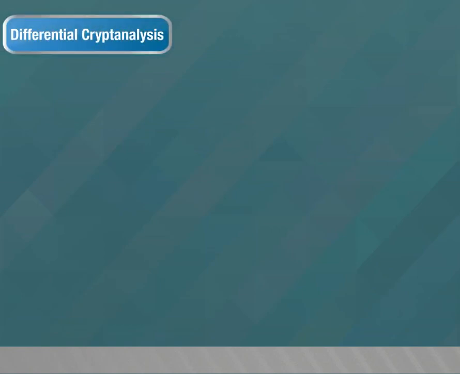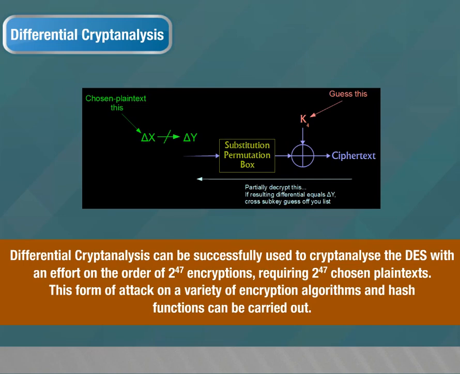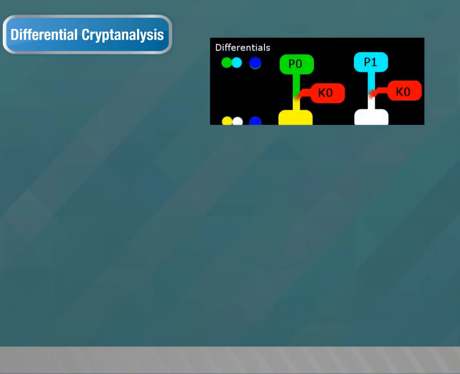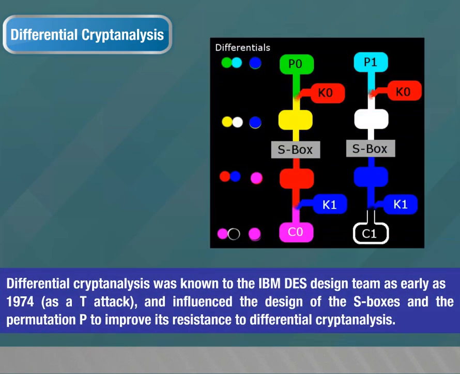Differential cryptanalysis. Differential cryptanalysis can be successfully used to cryptanalyze DES with an effort on the order of 2^47 encryptions, requiring 2^47 chosen plaintexts. This form of attack can be carried out on a variety of encryption algorithms and hash functions. Differential cryptanalysis was known to the IBM DES design team as early as 1974 as a T-attack and influenced the design of the S-boxes and the permutation P to improve its resistance to differential cryptanalysis.